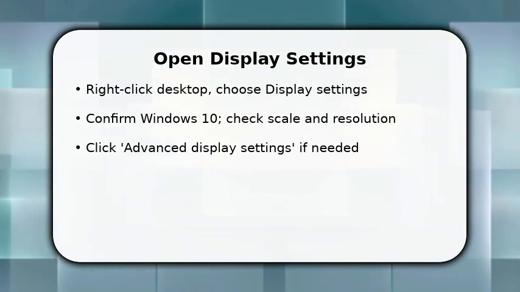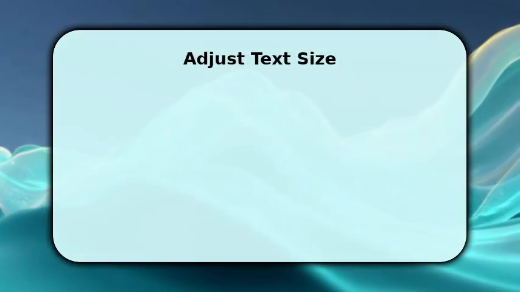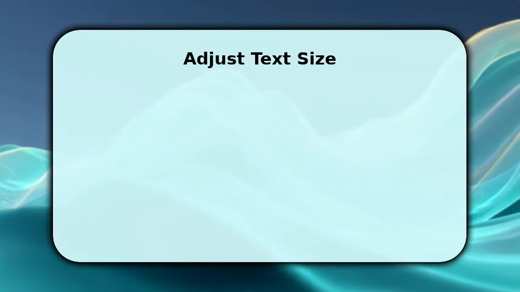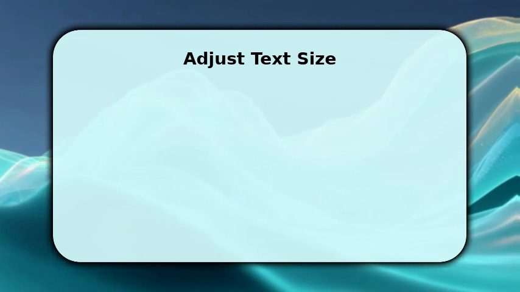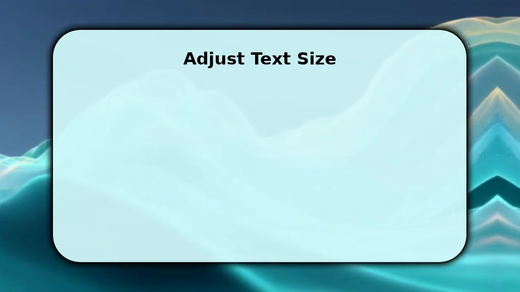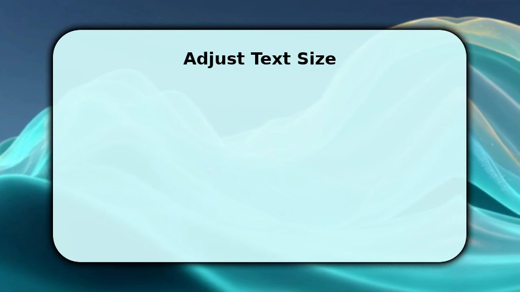Now adjust text size via Ease of Access. Open Settings, go to Ease of Access then Display, and drag the Make Text Bigger slider until text is readable. You're changing font scaling without altering overall display resolution. That's why this step is safer.